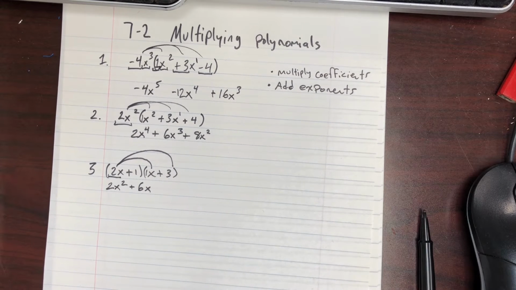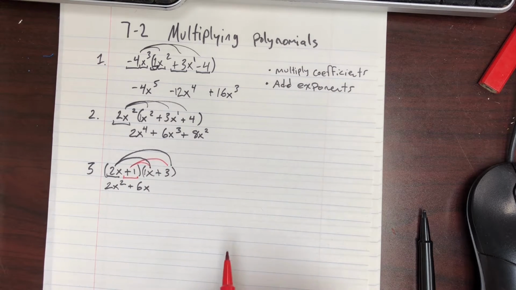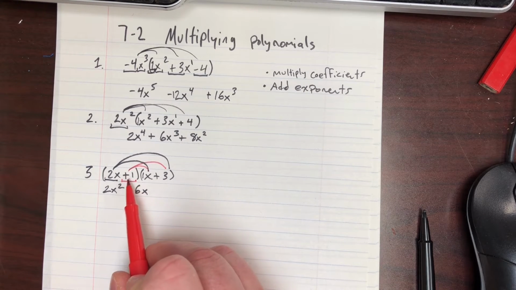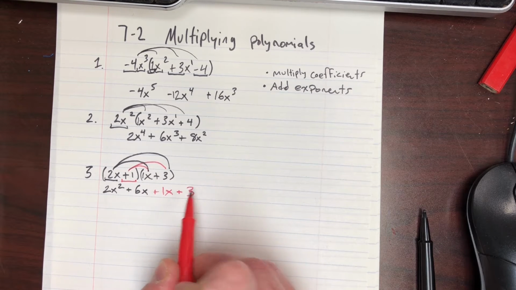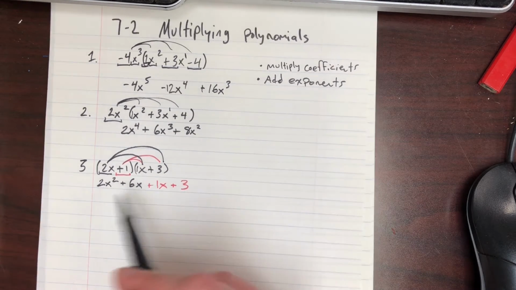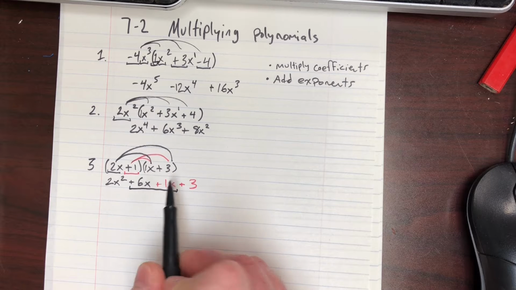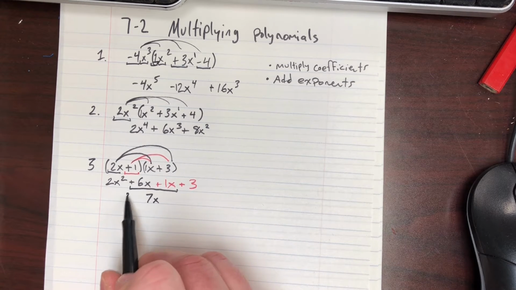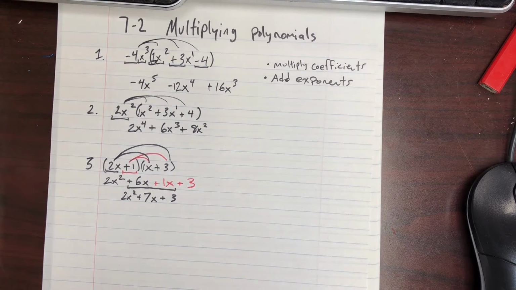And then now that I've taken that 2x times everything in the other parentheses, I can take the 1 and do the same thing, times everything in the other parentheses. So that's 1 times 1x is plus 1x, and then 1 times 3 is 3, and there's no x's at all. And so if we look at that, oh, I have like terms, right? I have plus 6x and plus 1x, so I can combine those. 6x and 1x is 7x, as we talked about last time. So now we have our 2x squared plus 7x plus 3, and that's that.